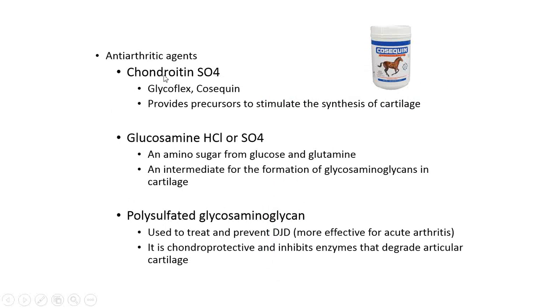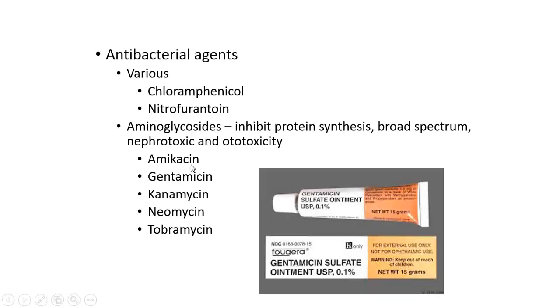And sodium chondroitin sulfate, Glyco-Flex, Cosequin, things like that. Cosequin is actually glucosamine hydrochloride, but they're actually stimulating the synthesis of cartilage. Use a lot of these agents in dogs with intervertebral disc disease, glucosamine hydrochloride, sulfate. The polysulfated glycosaminoglycans, again, used for arthritis, the chondroprotective. These drugs are used a lot in arthritis in dogs and cats.